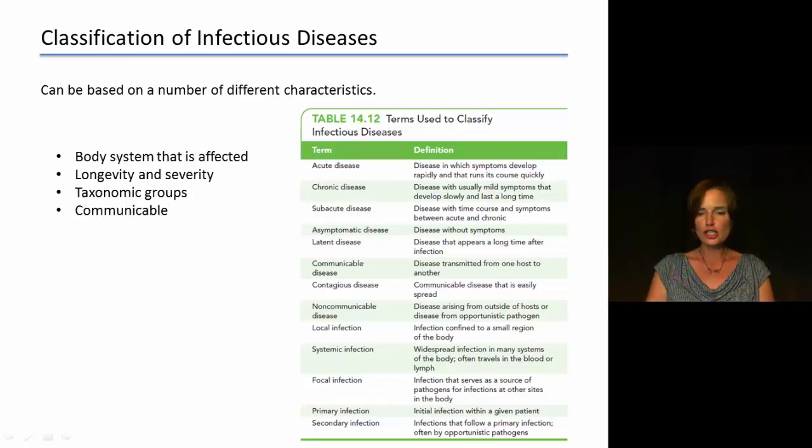This table is just showing you a representative list of some types of diseases, or really terms that are used to describe diseases. For example, we can have contagious diseases, and we can have local infections and systemic infections. Local infections would affect just a small area. Systemic is going to be a widespread infection. Another, a primary infection, would be the initial infection. Secondary infections are going to be other infections that happen because of the first infection. So that could be something that is due to opportunistic pathogens becoming more abundant.